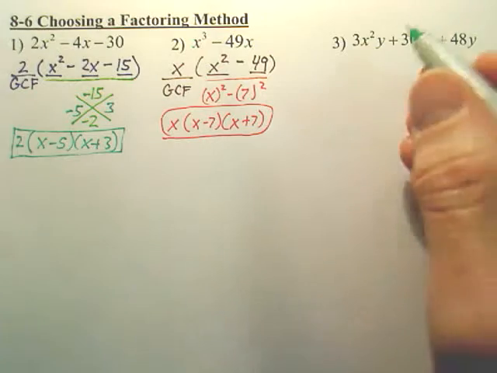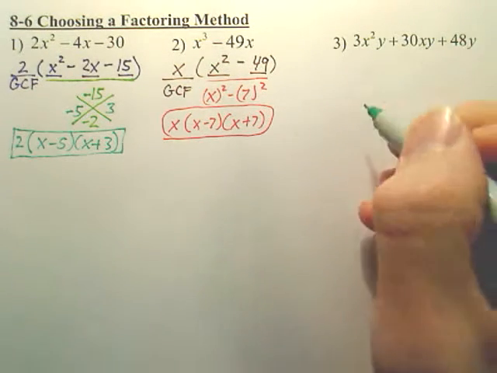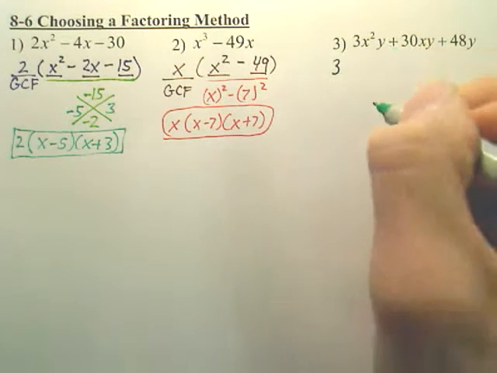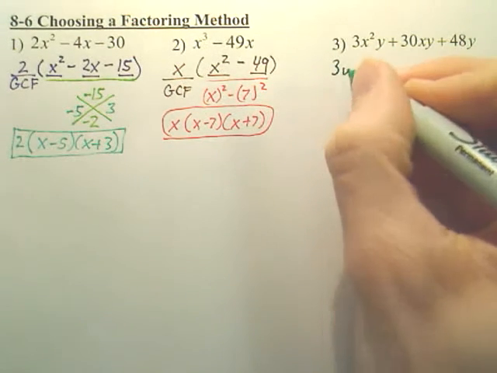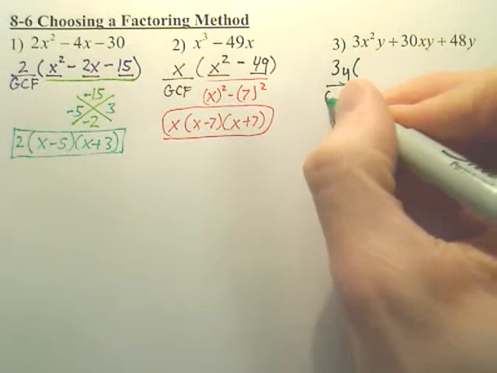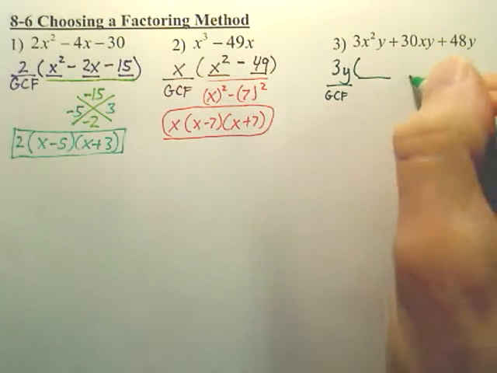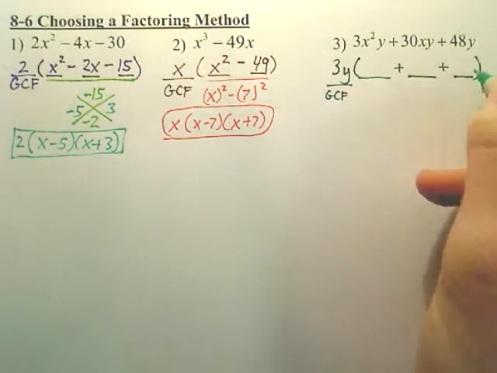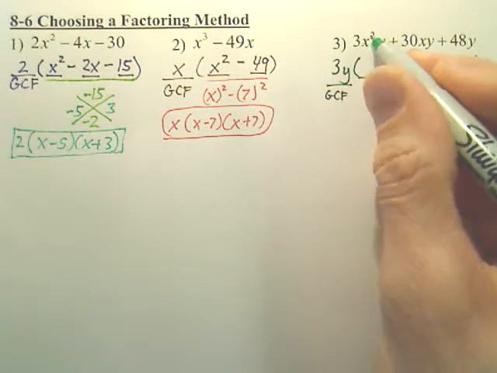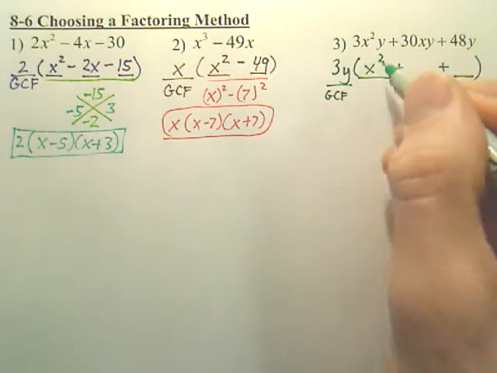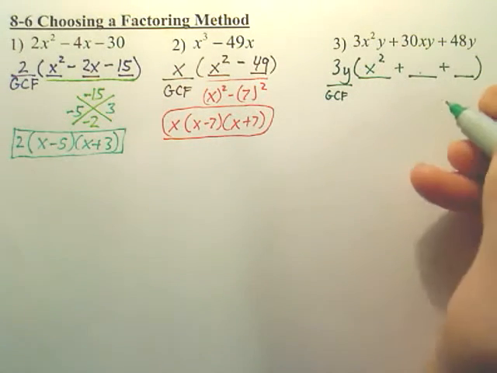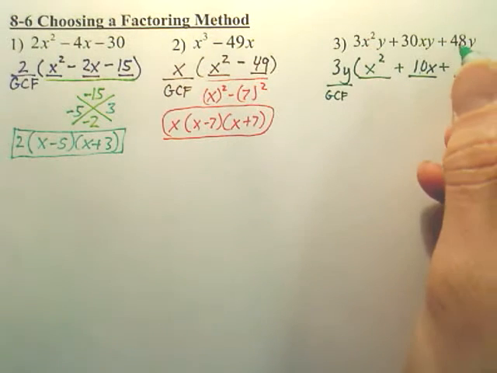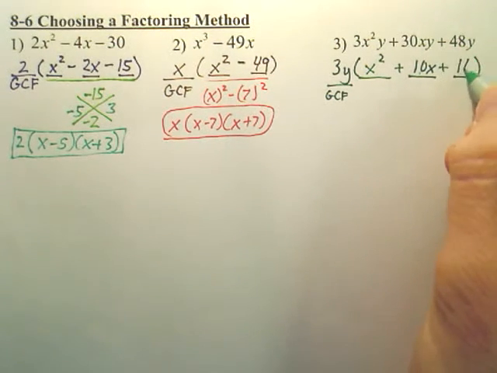Last one. Is there a greatest common factor? Well, I noticed 3 goes into all of those. That's cool. So we pull out a 3. I actually also see a y. So my GCF is 3y. Okay, these are both pluses. 3y times what gives you 3x squared y? Looks like x squared. 3y times what gives you this? Looks like 10x. And 3y times what gives you 48y? I believe that's 16.